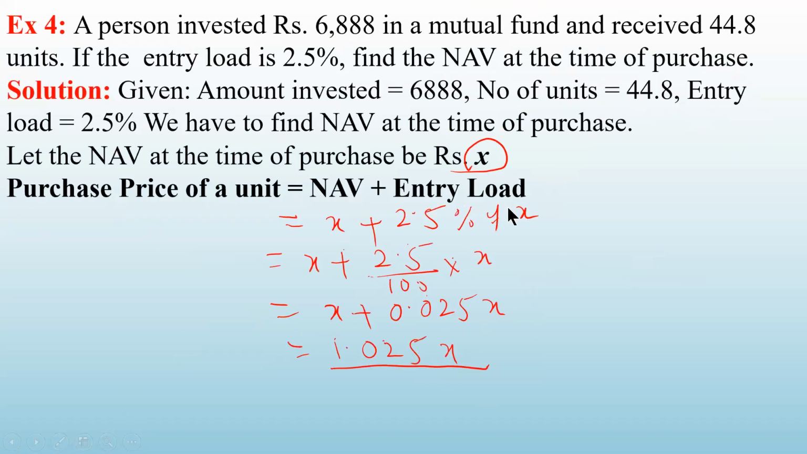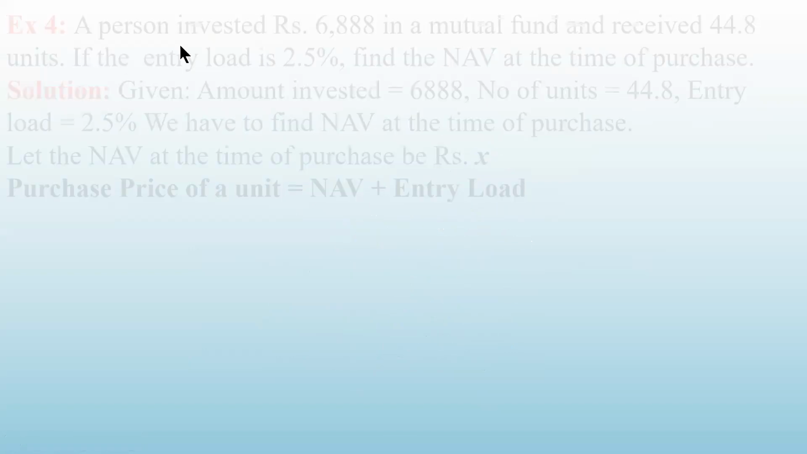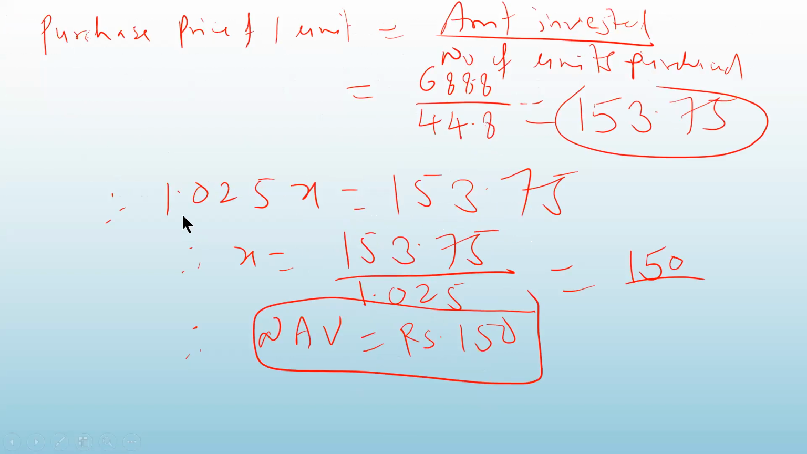Okay. So in this problem, to find out the NAV, we found the purchase price of a unit, which is NAV plus entry load. NAV we call x. X plus 2.5% of x, so we are getting 1.025x. Also, we can find the purchase price by this formula and then equate them. And to find the value of x, this number has to be shifted to the other side. So you will get this.